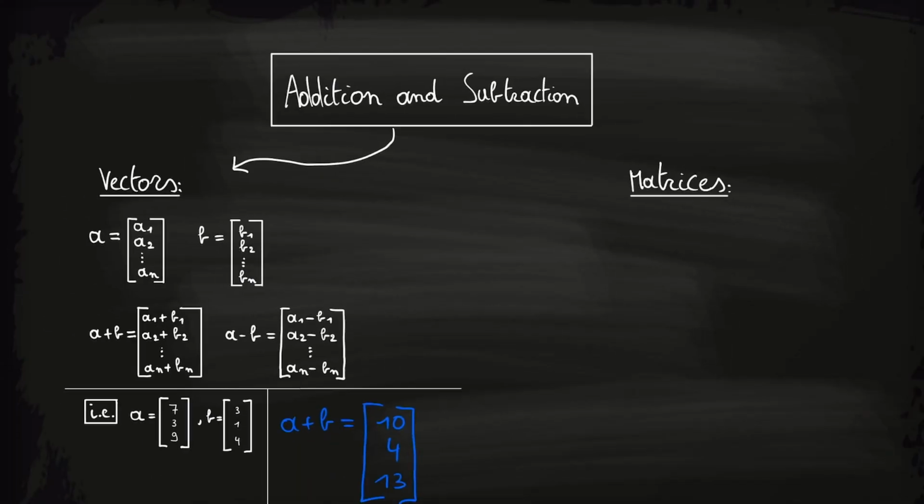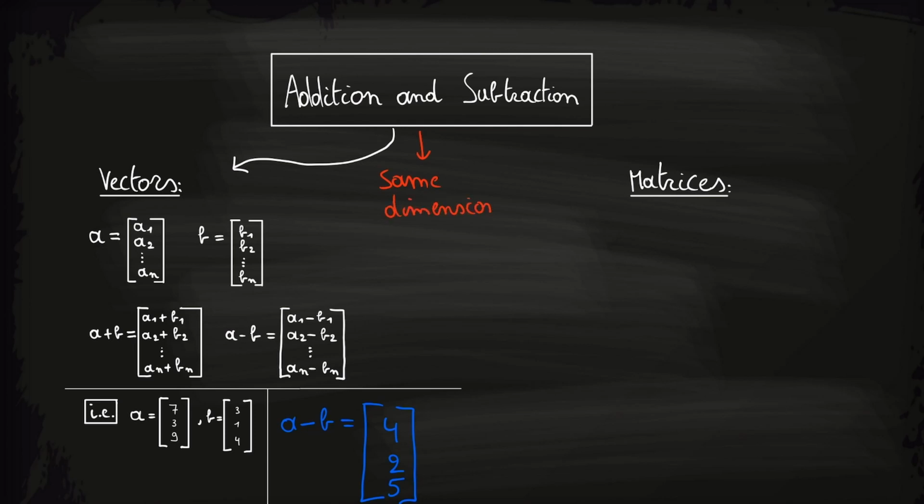And the difference of vectors a and b, denoted as a minus b, is calculated by subtracting the corresponding components. For example, like this. Note that in order to add or subtract two vectors, they must have the same dimension, meaning they must have the same number of components.